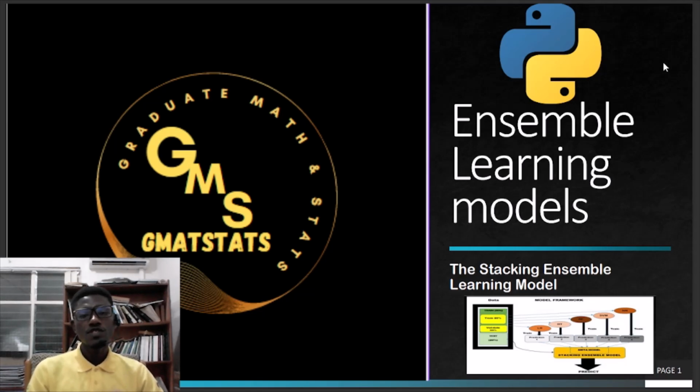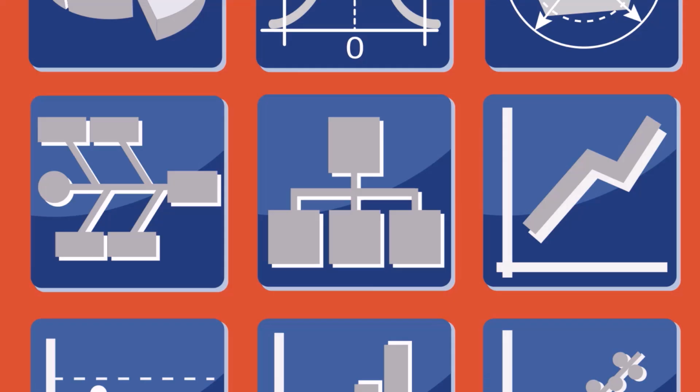In the previous video, we looked at the stacking ensemble learning model, considering some base models like the decision tree, random forest, neural network, and the support vector machine. But in this video, we are going to look at how they are implemented in Python. We will be considering the cross validation and then the hyperparameter tuning in the code. So, let's get right to it.